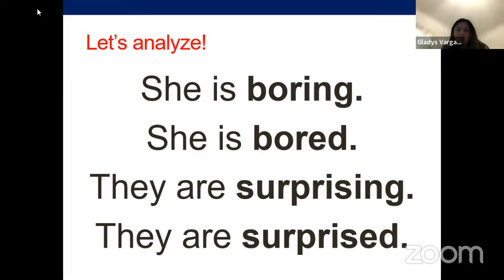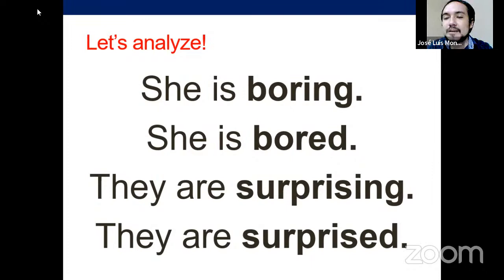One is the feeling that she is getting in the moment, and the other is that she's boring. I don't know how to explain. Let's try to explain that together. Yes, so she's bored is how she's feeling, right? She's like, because she doesn't like the class, right? She's bored, like, I don't like this class. But she's boring, it means that I can be bored with her.